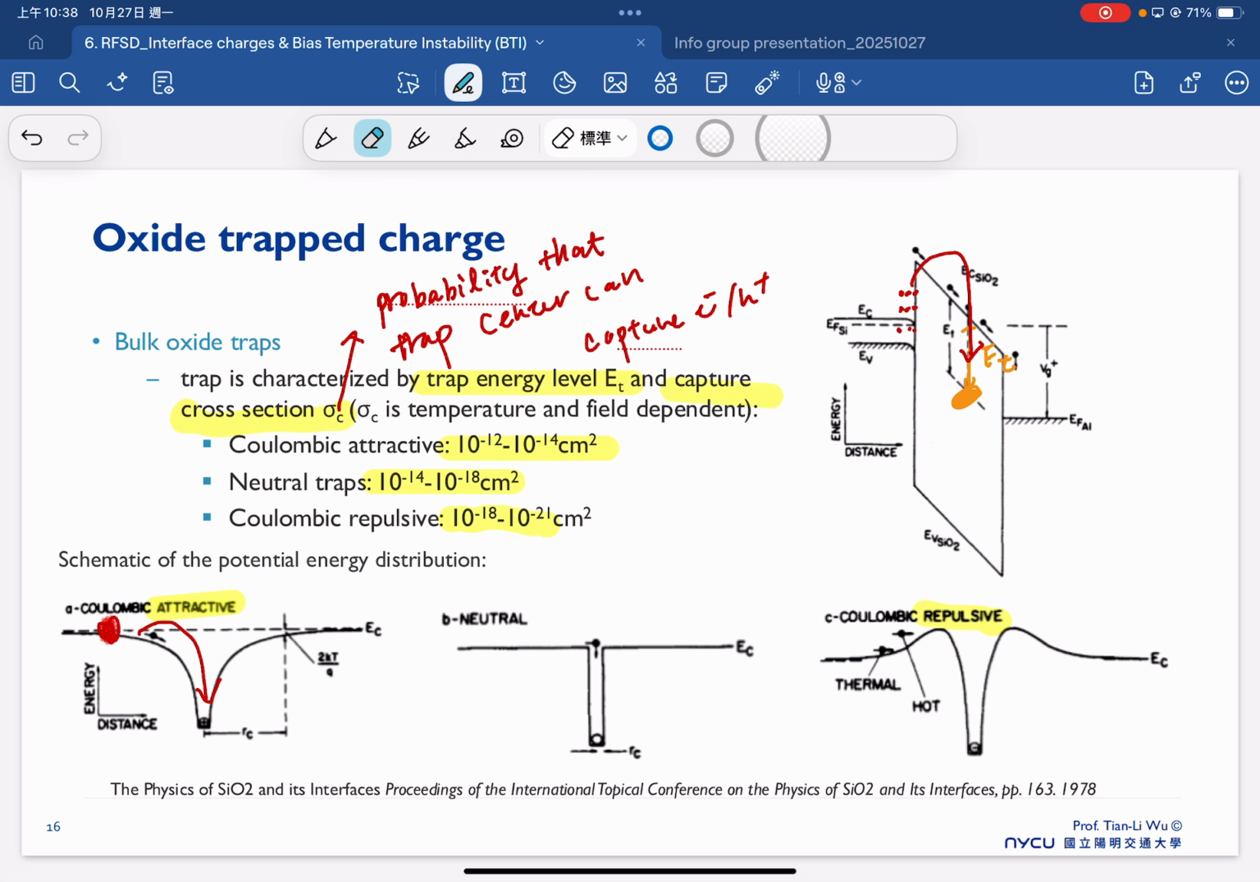So even if you have an electron here, it is difficult for it to be captured by this trap. That's why the name is called repulsive. And the value is very small, between 10 to minus 18 to 10 to minus 21. That means that ideally this trap center is unlikely to capture electrons or holes.